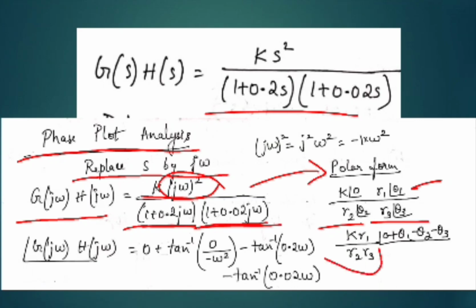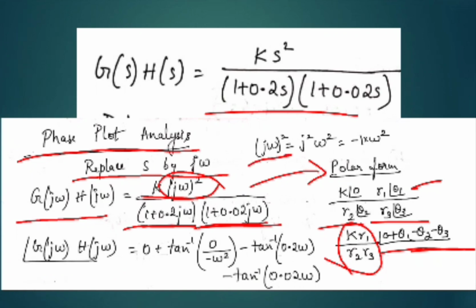So the magnitudes get multiplied and divided, so it becomes k r1 divided by r2 r3. The angles get added up, that is 0 plus theta 1, and the denominator terms shift to the numerator, so the angle becomes minus theta 2 and minus theta 3.